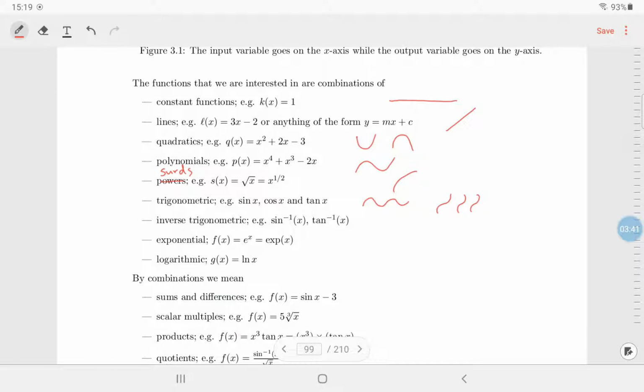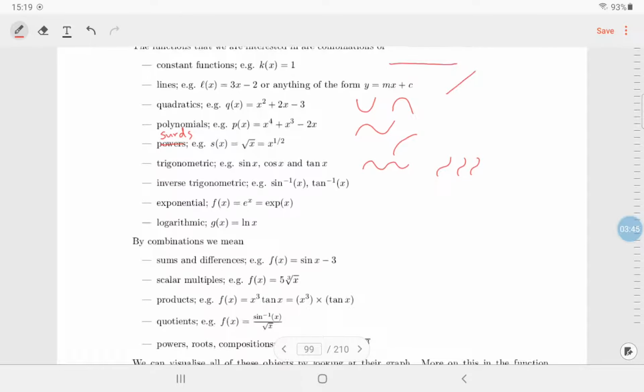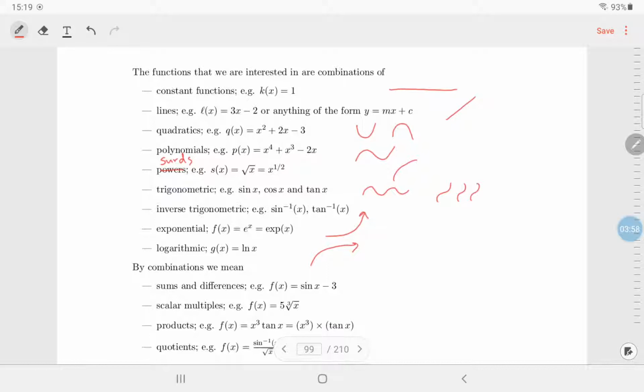Inverse sine and inverse tan are the inverse functions of sine and tan. We would have met inverse cos in vectors, so you'll roughly understand what they look like. Exponential, something like that, gets really, really big, and log looks something like that. It's related to exponential. So these are what we call the elementary functions. And when you're differentiating, you would differentiate these kinds of functions, and combinations of them.